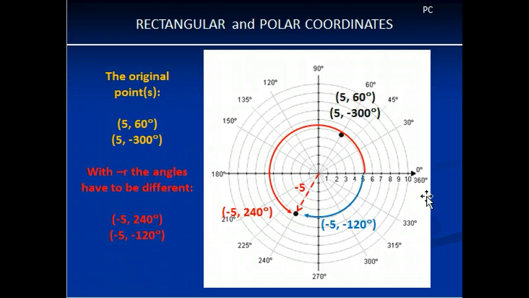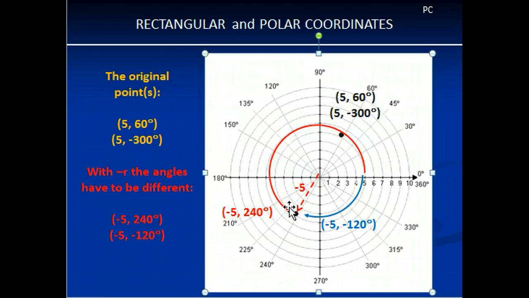What we can do is, let's say here is our 5, 60 or our 5, negative 300. When we go on the opposite side, we end up here in our third quadrant. So we are going to start here at our polar axis, and we're going to go all the way around to this r.